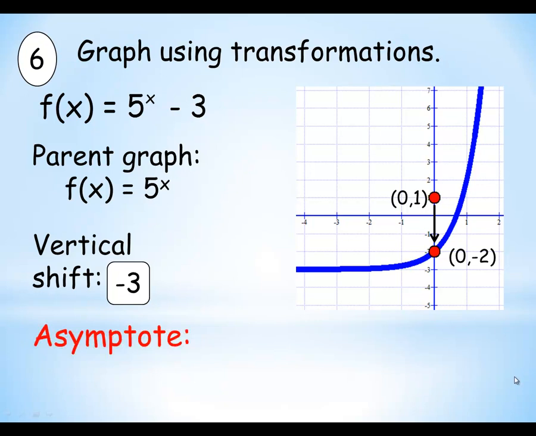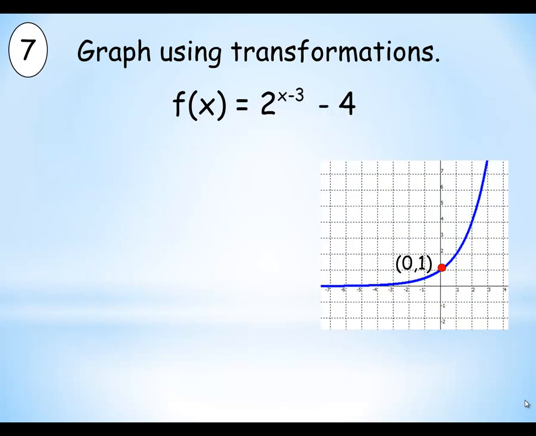Also, graph the asymptote. Notice this time it will be a little bit different because the constant at the end now is -3. So the equation for the asymptote is y equals -3. And here is the graph of it. Now we have all the parts.